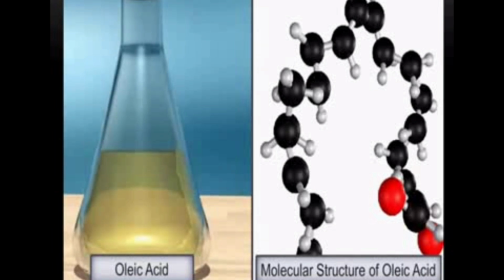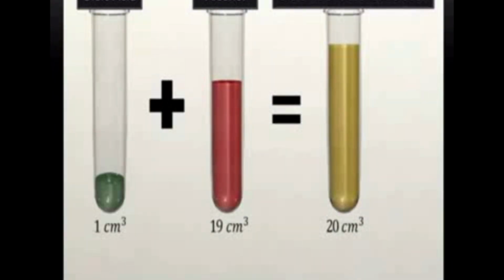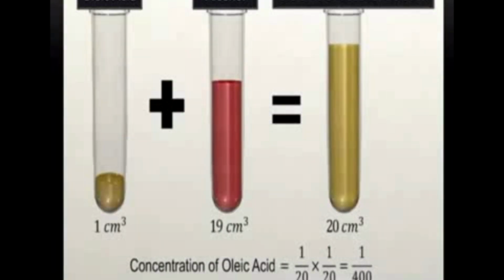For example, we can measure the size of one molecule by using oleic acid. That molecule structure is like this. The oleic acid is mixed with 90 cubic centimeter of alcohol. So that is one cubic centimeter of oleic acid mixed with the alcohol, and it will become 20 cubic centimeter. The concentration is 1 by 400. So the concentration is reduced when you mix it with the alcohol. We are reducing the concentration of the oleic acid, which is equal to 1 by 400.